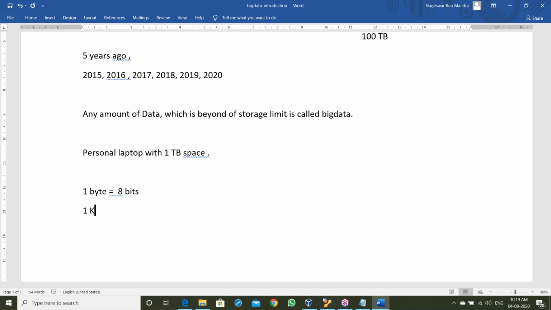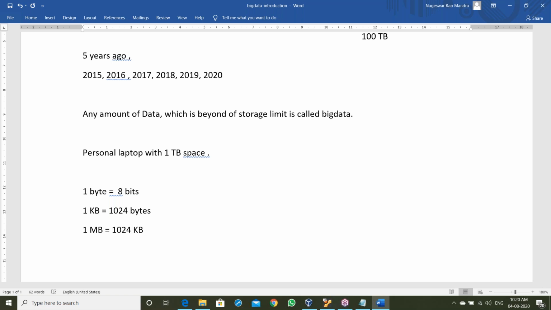Next, 1 kilobyte is equal to how many bytes? I'm here to explain everything, I'm just asking for your idea, so no worry. 1 KB equals 1024 bytes. Next is MB. 1 MB equals 1024 KB.